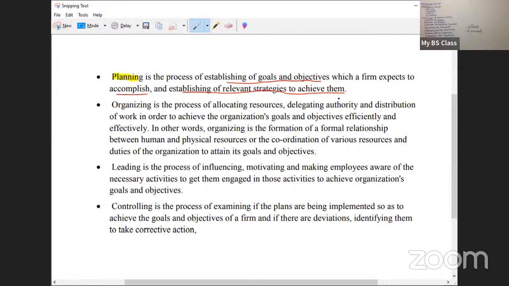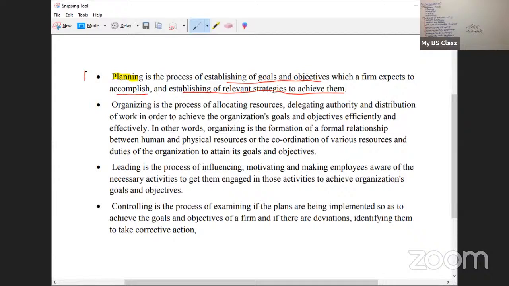It's all about planning: what to achieve and how to achieve it. For example, what you have to do is pass the exam, so how are you going to do that? What should be the strategy? Something like that. So you can apply this to your personal life as well.